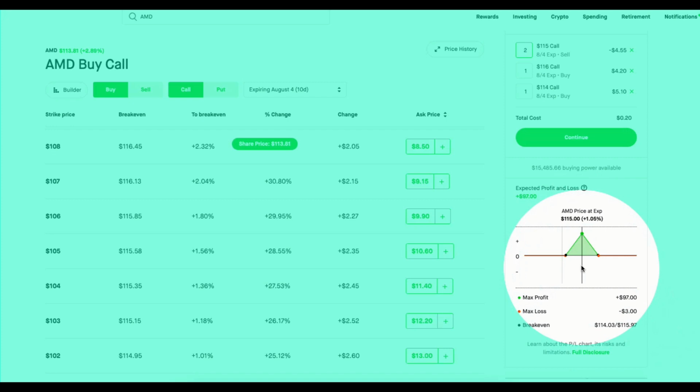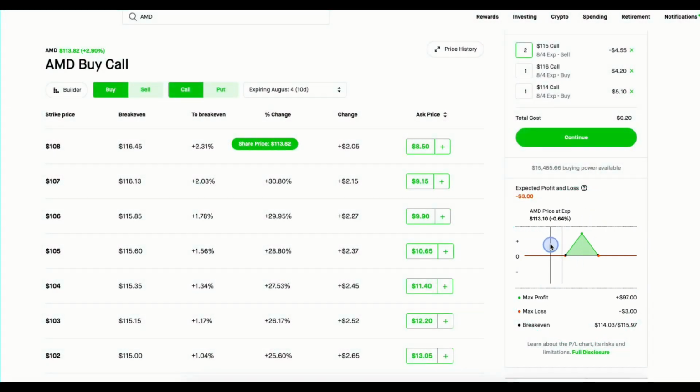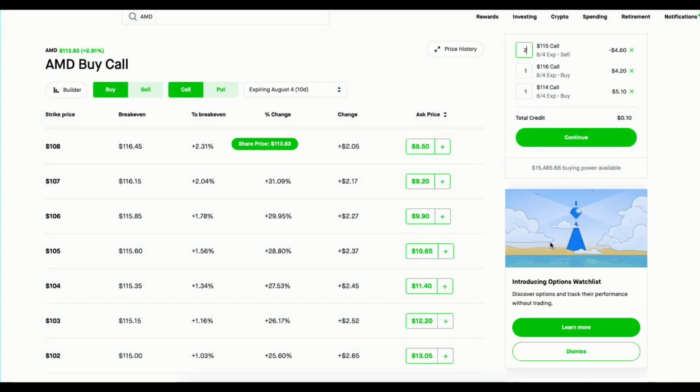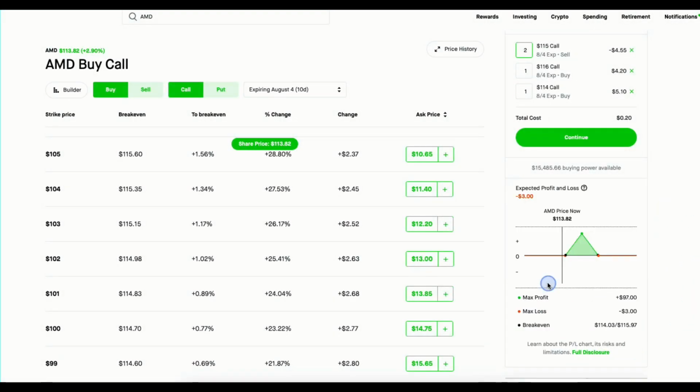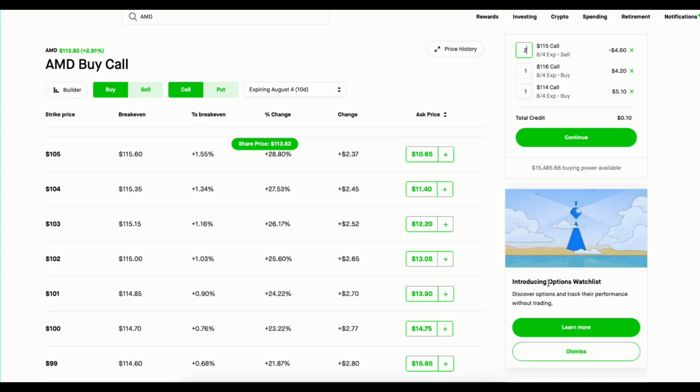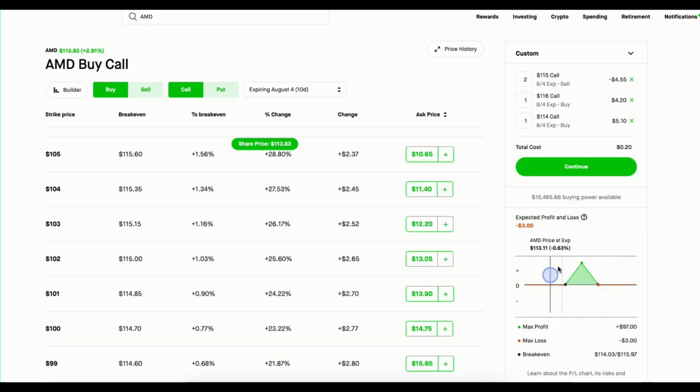Let's also discuss the profit and loss, in what scenarios you will have max loss and what scenarios you will gain max profit. If you look at this graph again, basically at expiry, if AMD is at 115, that's where you will have the max profit.